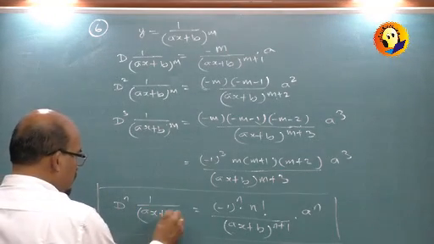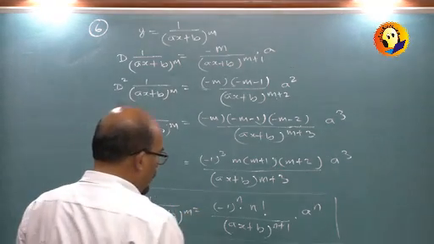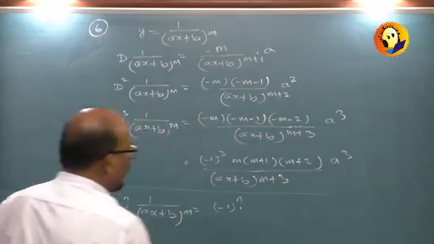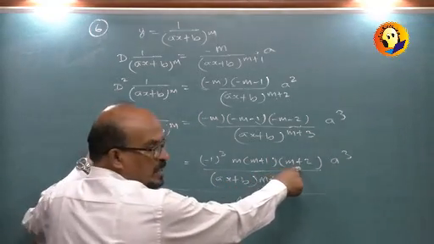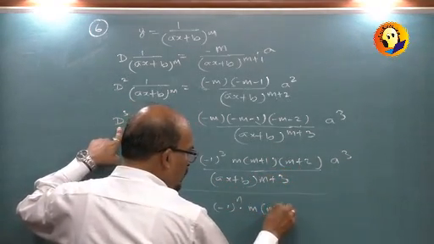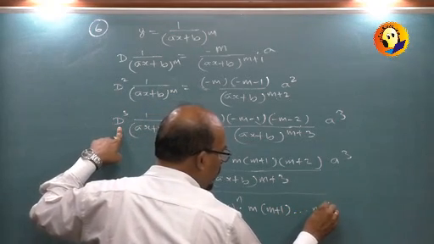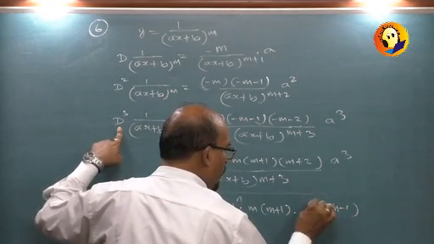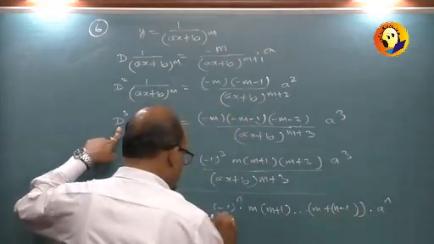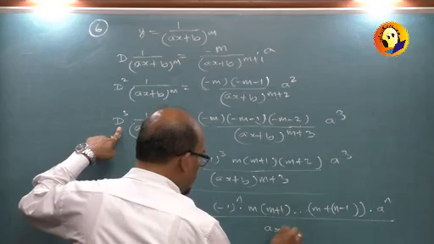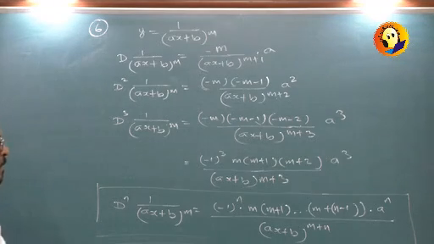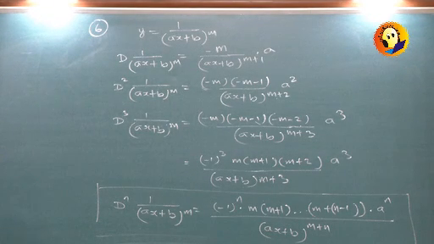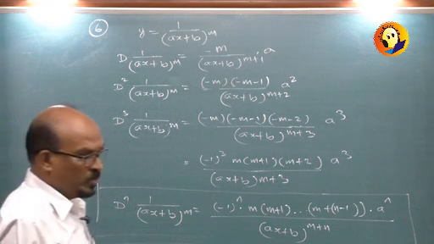And now how do we generalize? Minus 1 raised to n is fine. When it is 3, it is going up to m plus 2. So it will be m into m plus 1 etc. up to m plus n minus 1, into a raised to n divided by ax plus b raised to m plus n. That would be the nth derivative of ax plus b raised to minus m, or 1 upon ax plus b raised to m.